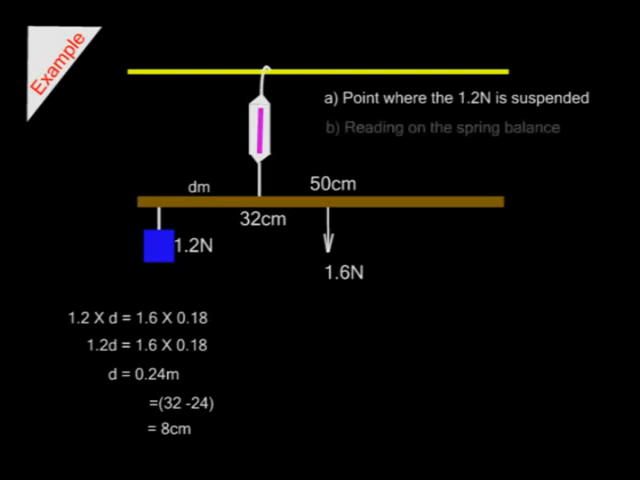Part B, since the meter rule is balanced, the downward forces, and hence the reading on the spring balance, is equal to 1.6 plus 1.2.